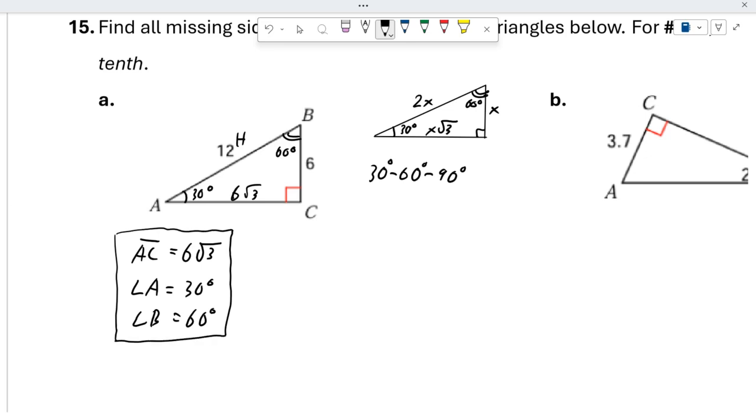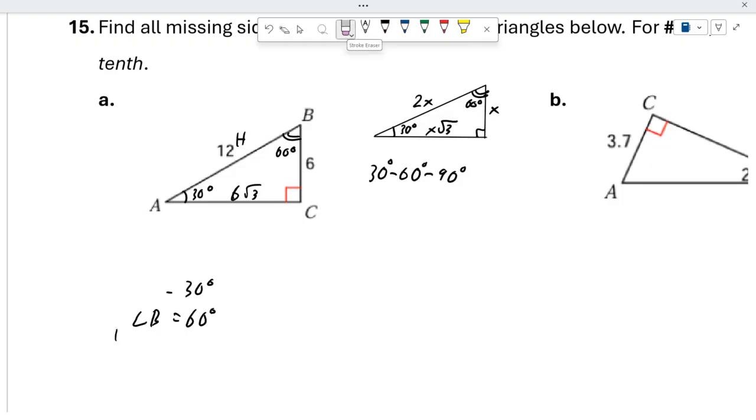And those are my answers for 15a. If that makes sense to you and you don't want to see a second way of doing this problem, that's fine. You should go on to 15b. However, we'll start over here.